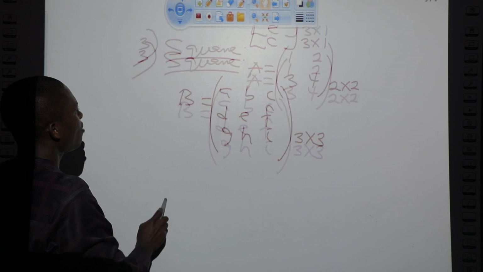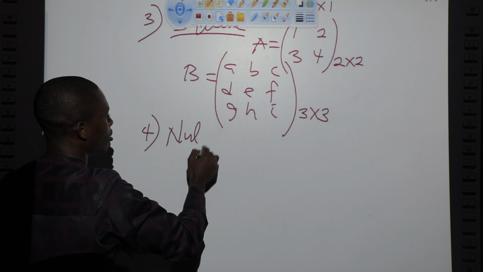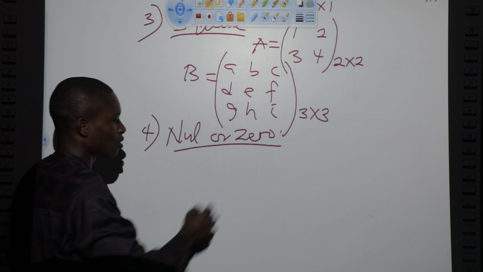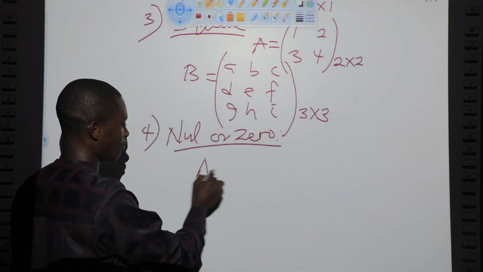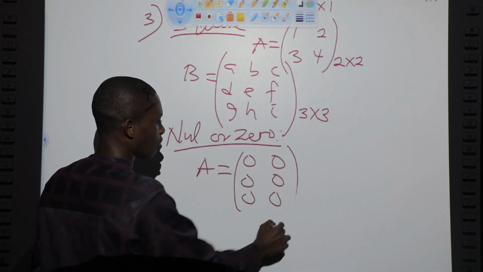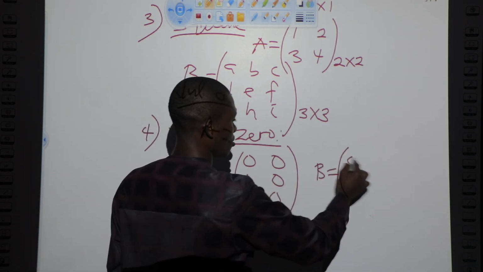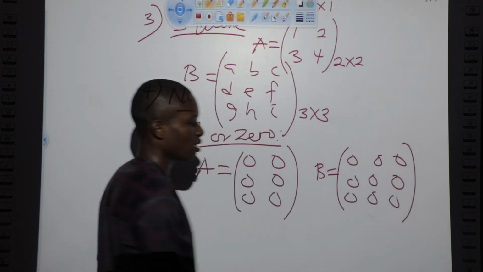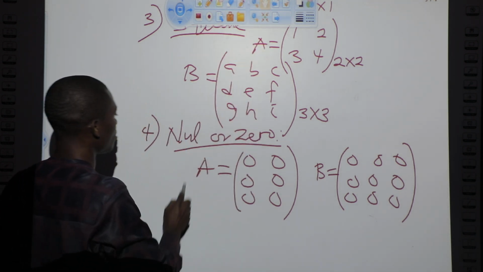We have another type of matrix, number 4. We call it the null or zero matrix. This is a type of matrix where all the elements are 0. Example, I have A equal to matrix of 0, 0, 0, 0, 0, 0. All the elements are 0. I can also have this matrix 0, 0, 0, 0, 0, 0, 0, 0, 0. All the elements are 0, irrespective of the dimension. We call it zero or null matrix.